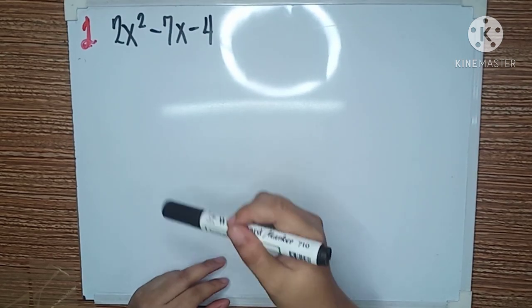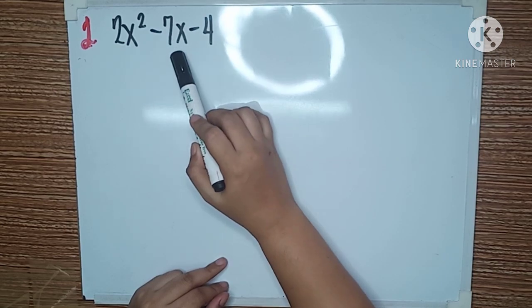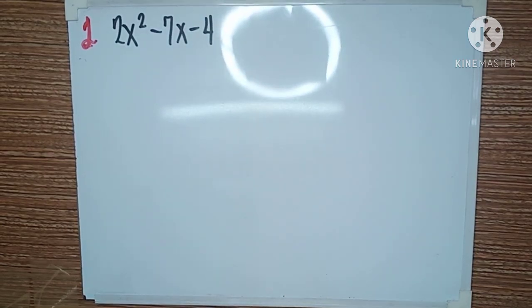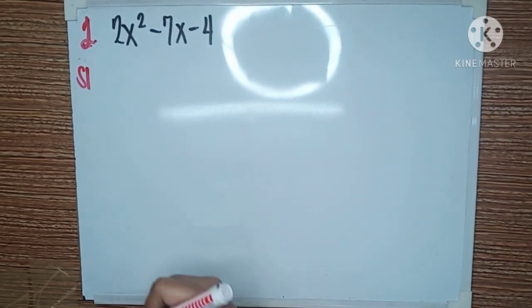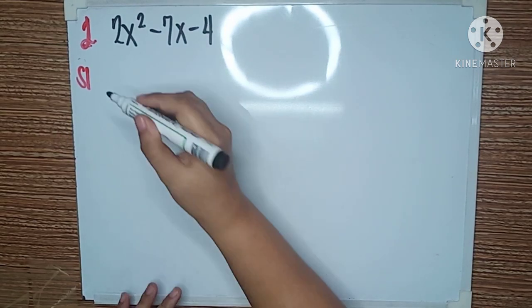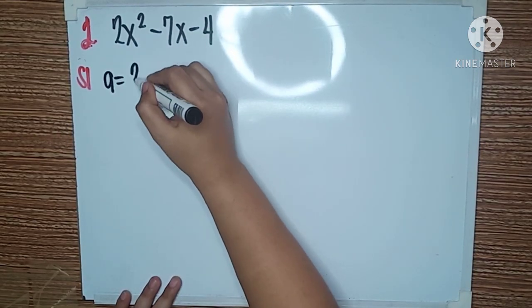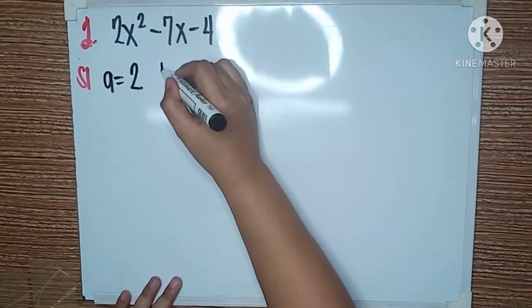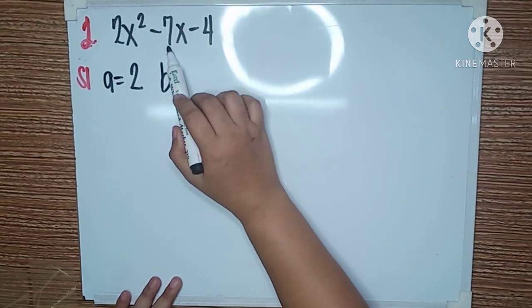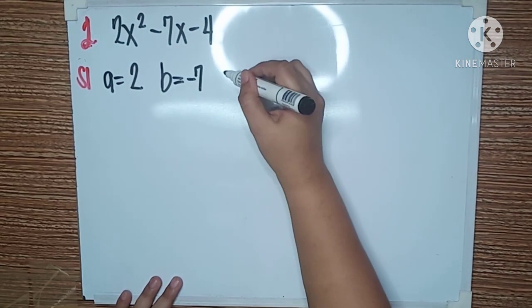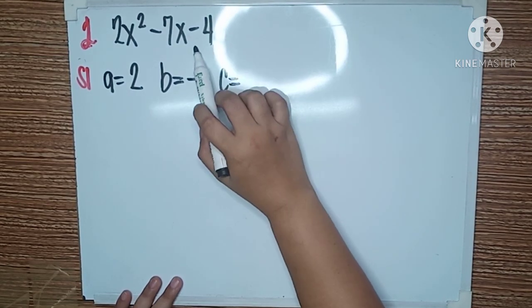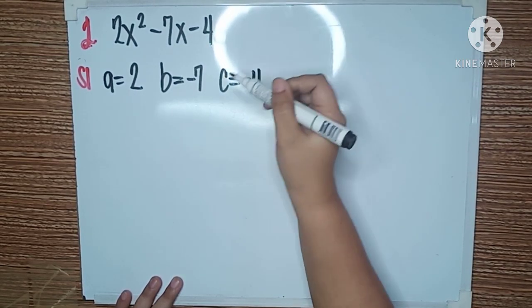Example number 2: 2x squared minus 7x minus 4. Step 1. The value of A is equal to 2. The value of B is equal to negative 7. The value of C is equal to negative 4.